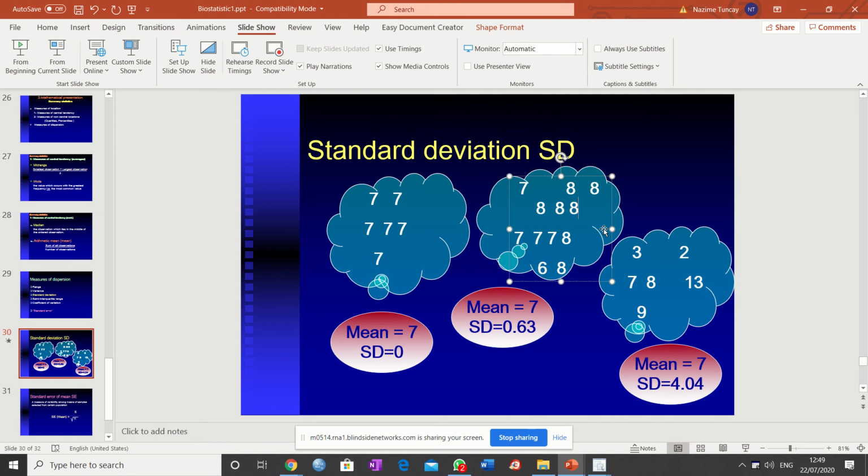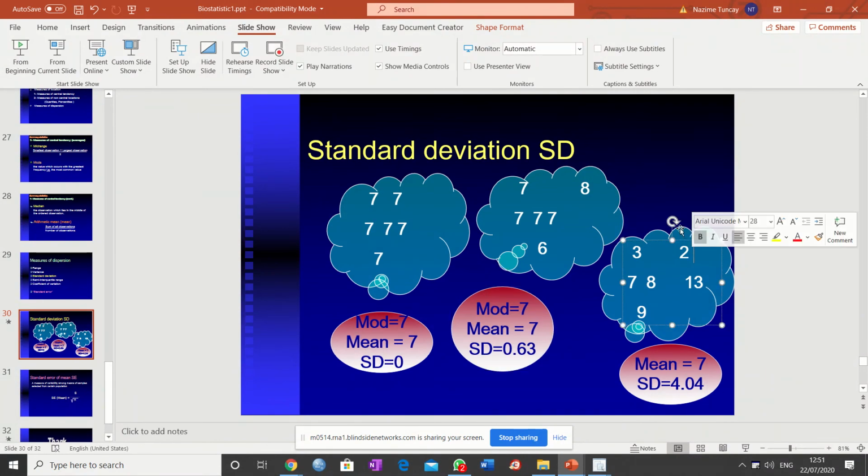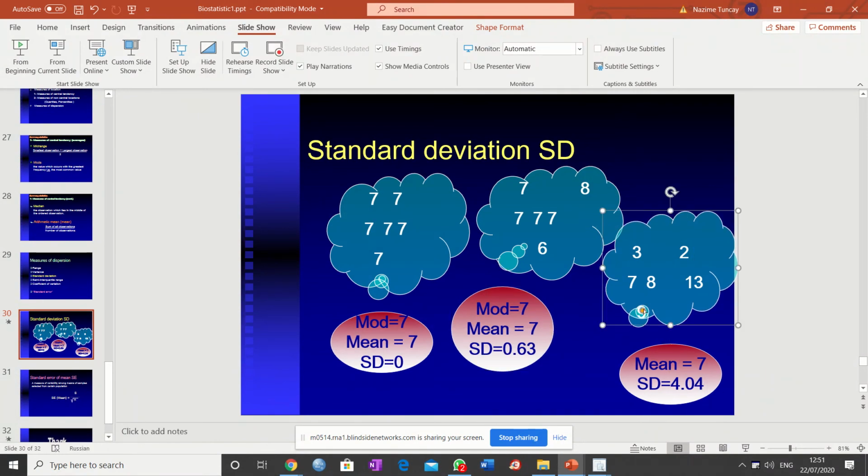About the mode or the mean? Yes, that's better. So the mode is 7, and here again the most repeated one, the mode, is 7. And here again let me write it. Here the mode is 7. And here we don't have a mode, because there is no repeated one. The mode is the most repeated one.